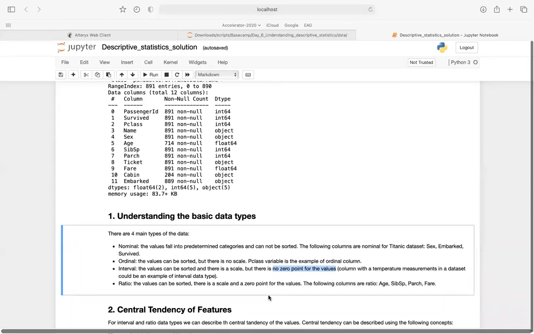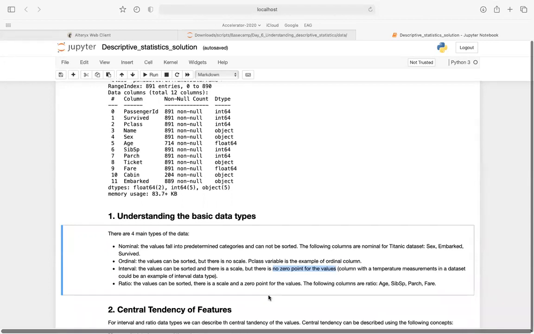The examples are age, right? Example is fare. So when I say someone's age is 0, that makes sense because he's maybe just born or something like that. Or when I say fare is 0, that simply means I have got a free ticket. So that's a logical 0 that can exist. And when I say sorted, you can simply say maybe age 15 is greater than someone whose age is 10. Does that make sense, guys? So you can sort, there is a definite scale, and you can also have a 0 point. That's the ratio data type.